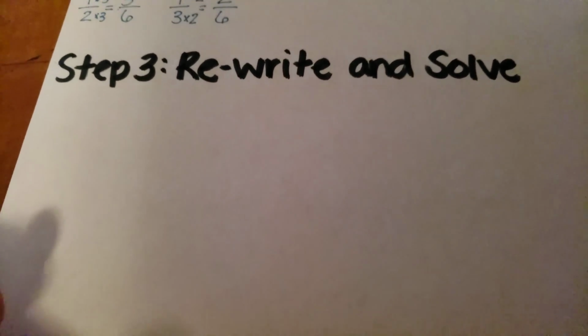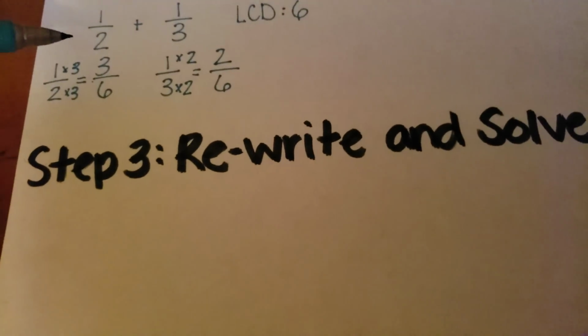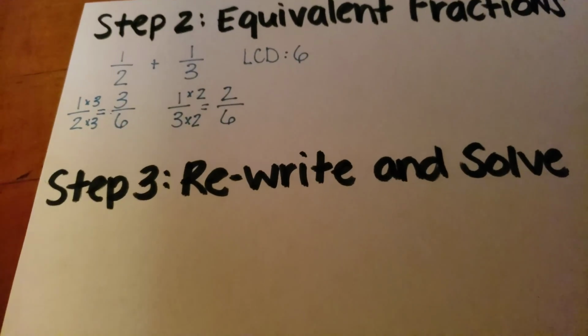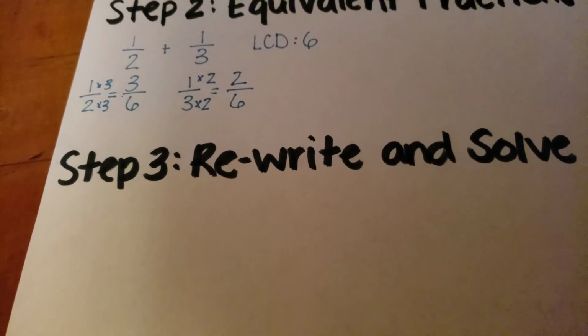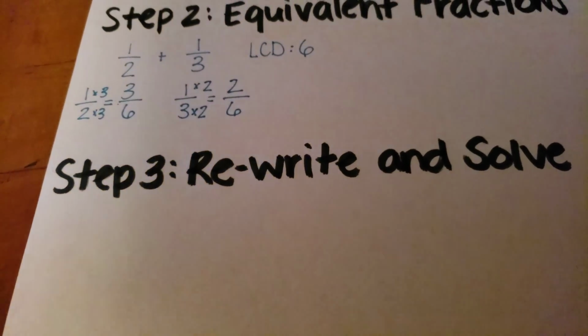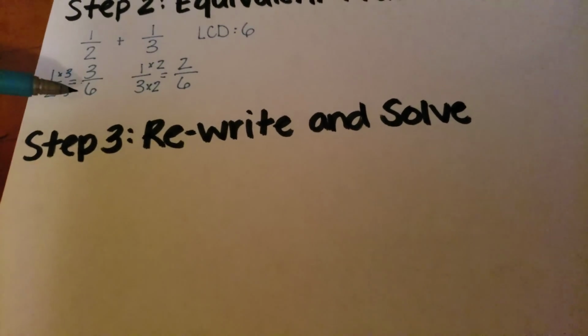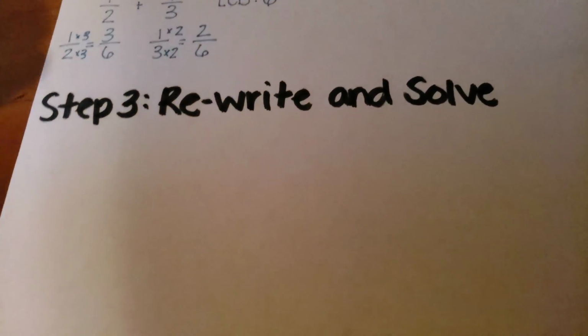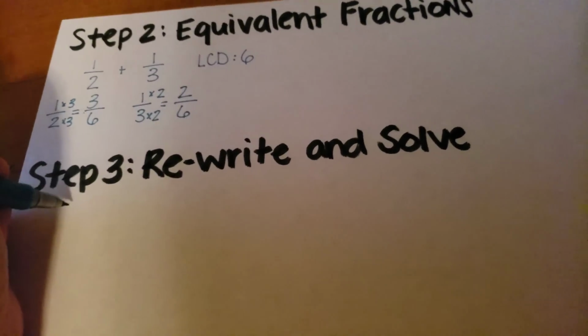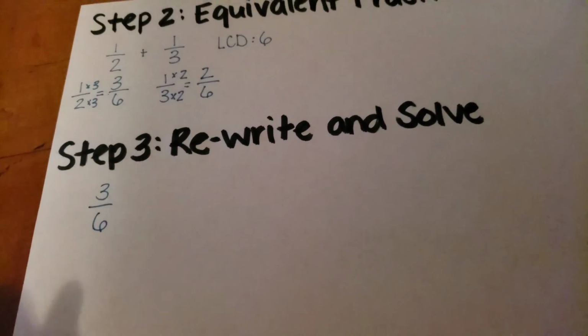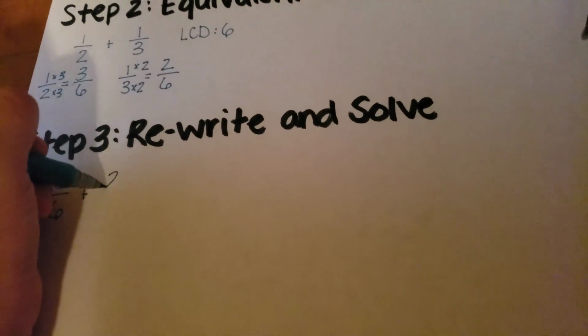So we have to rewrite our equation. We can't use our old numbers, 1/2 plus 1/3. We can't add two fractions that have unlike denominators. It doesn't work. That's why we're having to change the fractions to equivalent fractions. We're going to rewrite our problem to have these equivalent fractions that we just made. So instead of writing 1/2, I'm going to write 3/6. Instead of writing 1/3, I'm going to write 2/6.